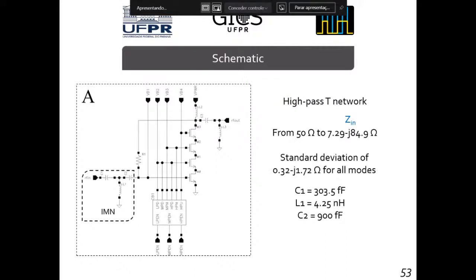Finally, the input matching network follows a high-pass T network topology and is employed to match 50 ohms to the input impedance of the amplifier. Although the presented circuit has 4 modes, the variation of input impedance as modes change is low. The standard deviation of the input impedance for all modes is lower than 2 ohms in magnitude.